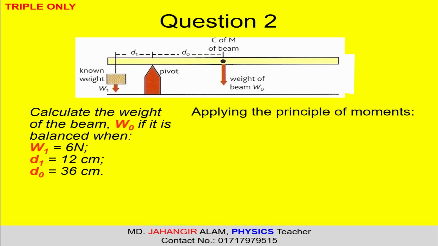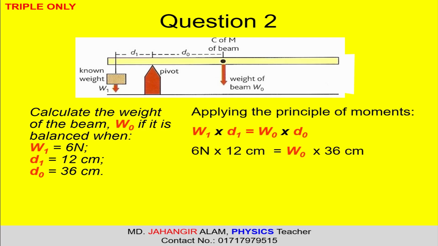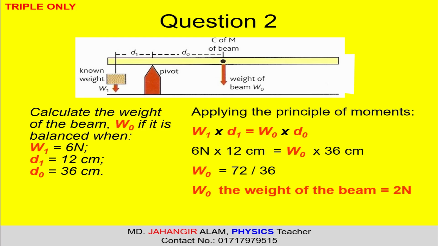Applying the principle of moment, the weight of the beam produces a clockwise moment about a pivot, and the known weight W1 produces an anti-clockwise moment. So W1 into D1 equal to W0 into D0. Here W1 is 6 Newton and perpendicular distance is 12 centimeter, and the weight of the beam into the perpendicular distance from the pivot to the midpoint, where the weight of the beam acts, is 36 centimeter. So W naught equals 72 divided by 36. So 2 Newton is the weight of the beam.